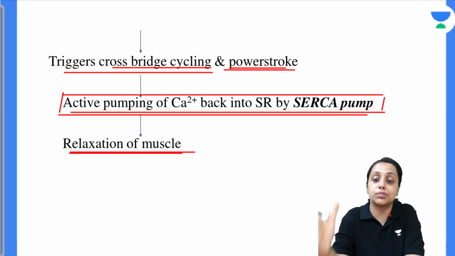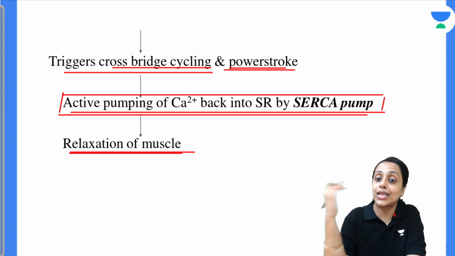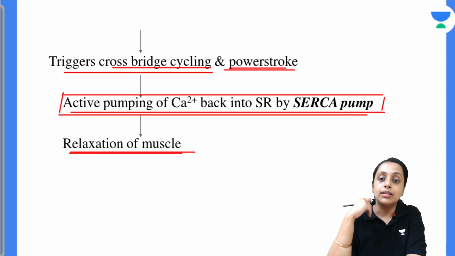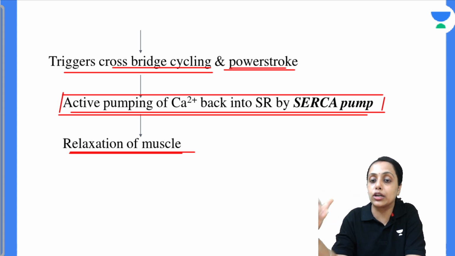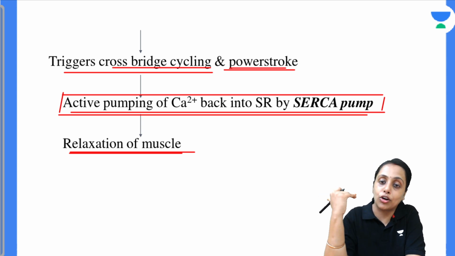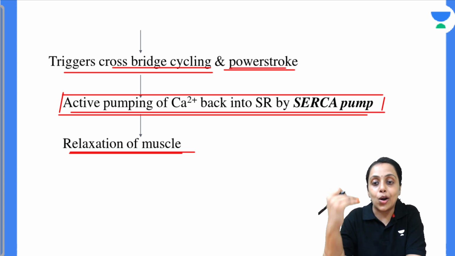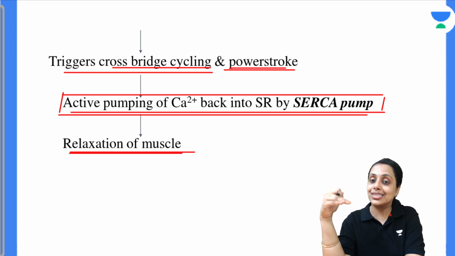Voltage gated calcium channels open up. Calcium influx is there, and that leads to the exocytosis of acetylcholine. This acetylcholine goes and binds with the nicotinic acetylcholine receptor that is present in our muscular end. And due to which, what happens? Sodium influx starts, and that leads to the development of local potential or end plate potential. This local potential from the sarcolemma reaches the T-tubule.